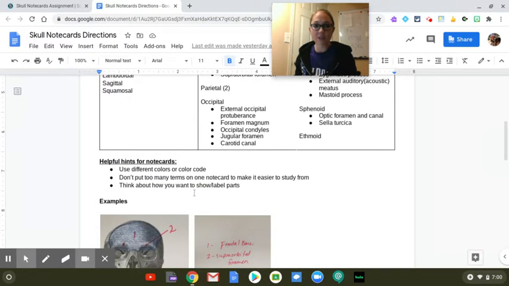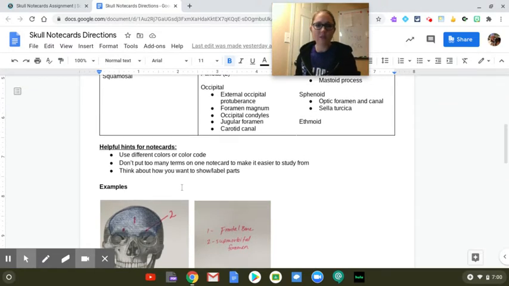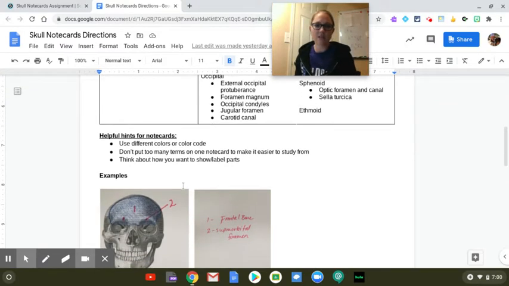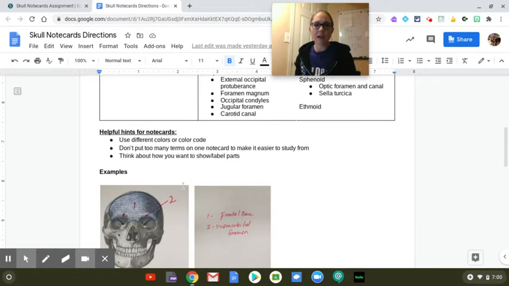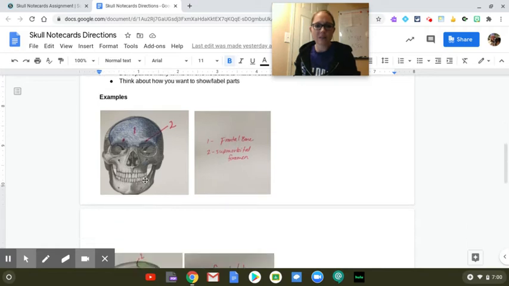You're going to use different colors or color code them. That is my biggest piece of advice. Do not put too many terms on one note card to make it easier to study, and think about how you want to show or label the parts. We provided some examples for you guys. So we colored in bone number 1, which is the frontal bone. It's kind of nice that the name goes along with it. And then number 2 is the supraorbital foramen. And so we've colored in those bone markings.